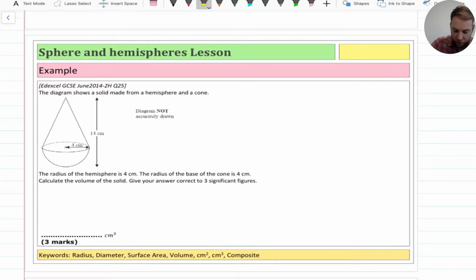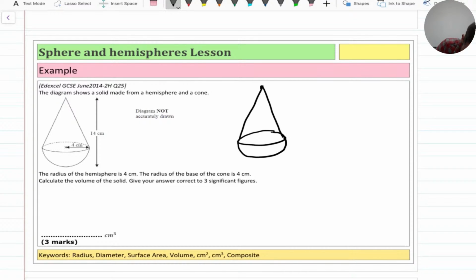So, I'll show you how to draw this one. Very similar to the last time. I'd probably start with an oval, like so, and then pick a point at the top and draw 2 lines up, like so, and then do your cone at the circle at the bottom here. And we're going from the centre to the edge, which is 4 centimeters. That's how you draw it. And the full height of this is equal to 14 centimeters.